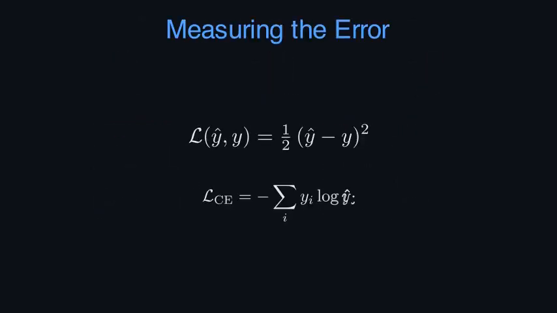More generally, the loss function L is a single number measuring how wrong the prediction is. For regression, we often use the squared error. For classification, we typically use cross-entropy. Either way, our goal is the same: minimize this number by adjusting every weight and bias in the network.